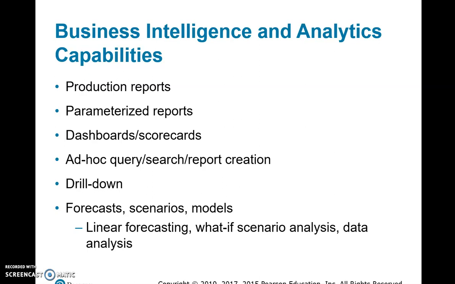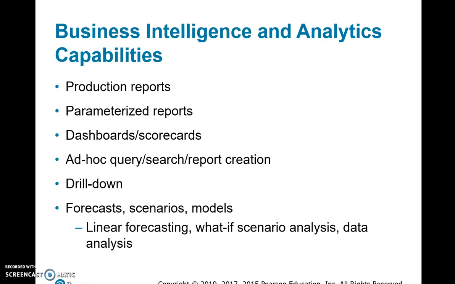So let's continue further. What are the capabilities of business intelligence and analytics? The first one is basically production reports. Production reports are predefined reports on particular industry-specific requirements. For instance, if you're going to look at sales, a production report for sales can be sales forecasts. For marketing, it can be the marketing campaign effectiveness. For supply chain, it could be fulfillment statuses. For finance, it could be accounts receivable, so on and so forth.